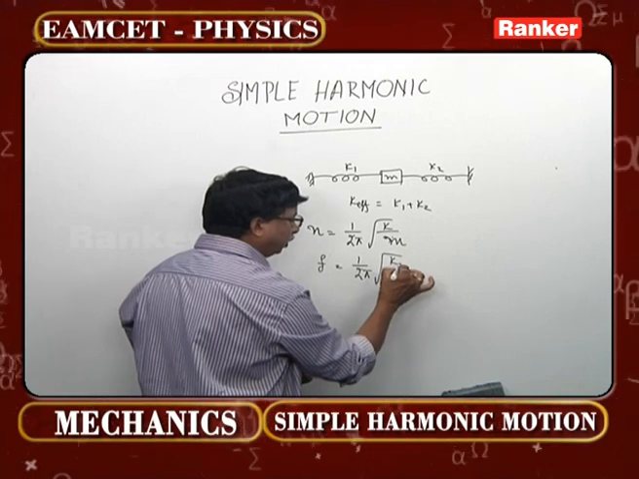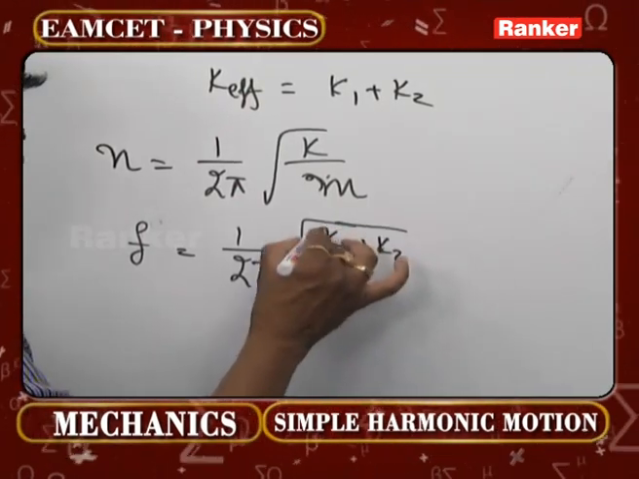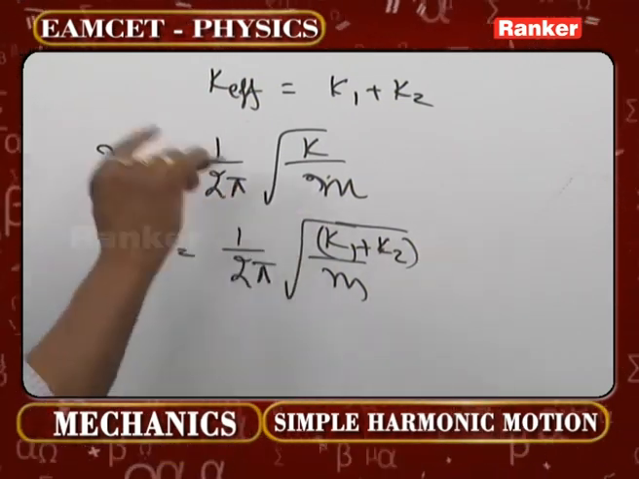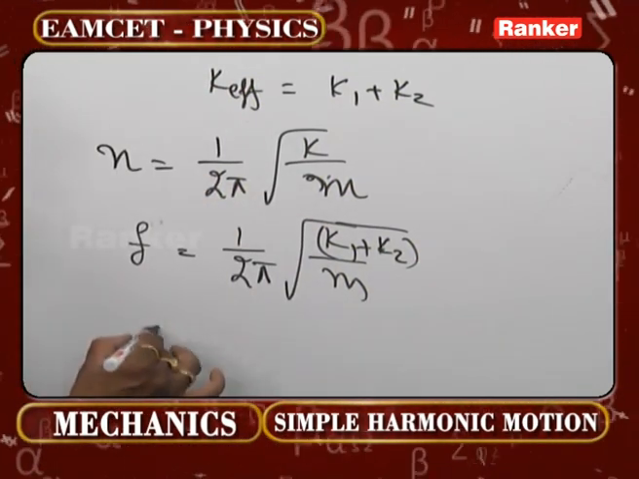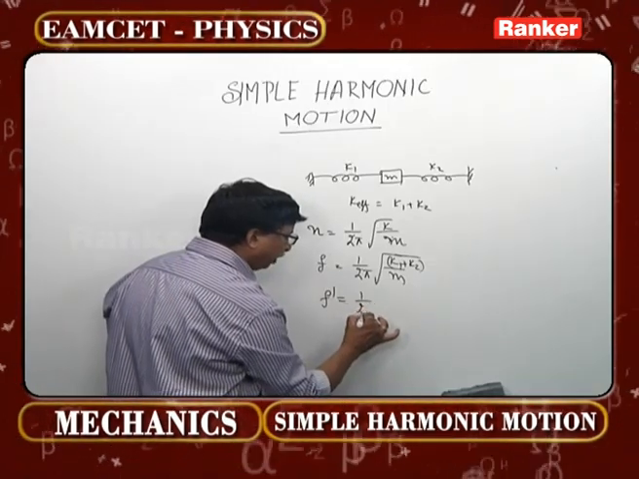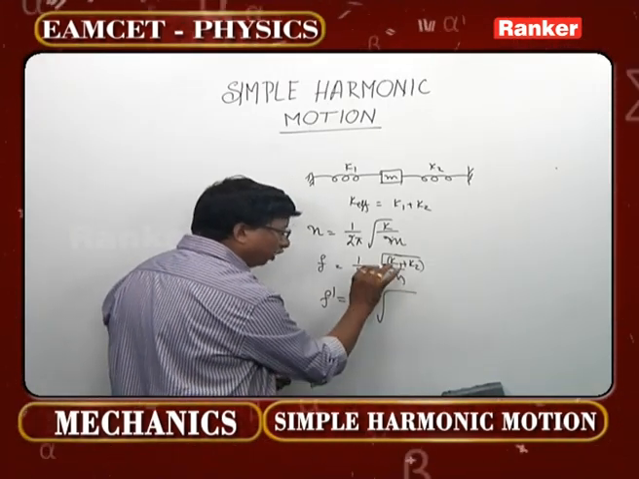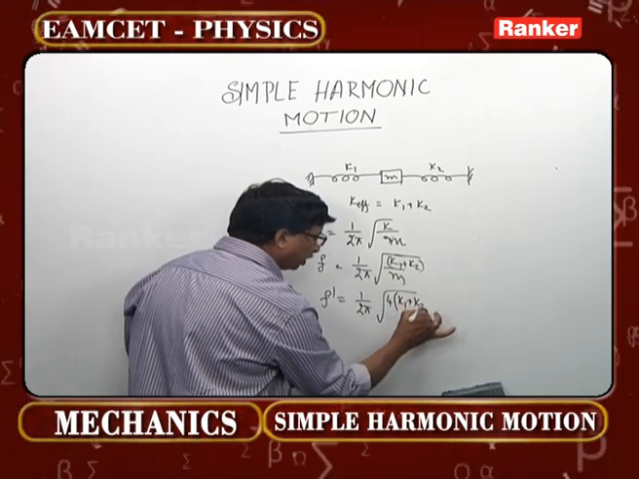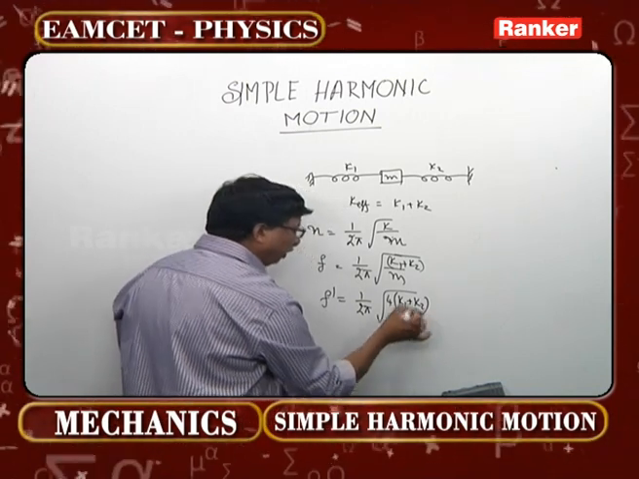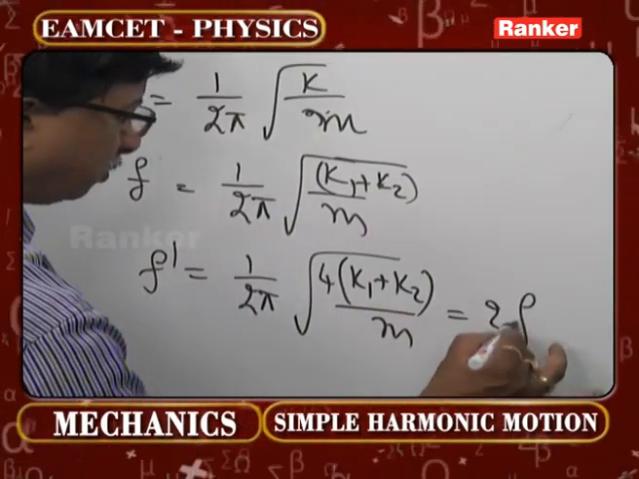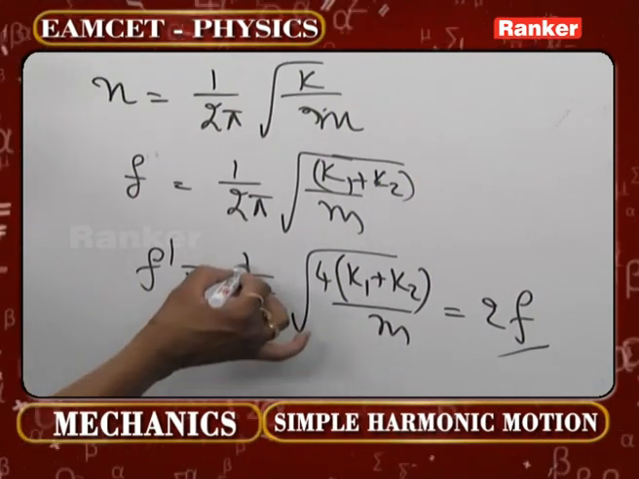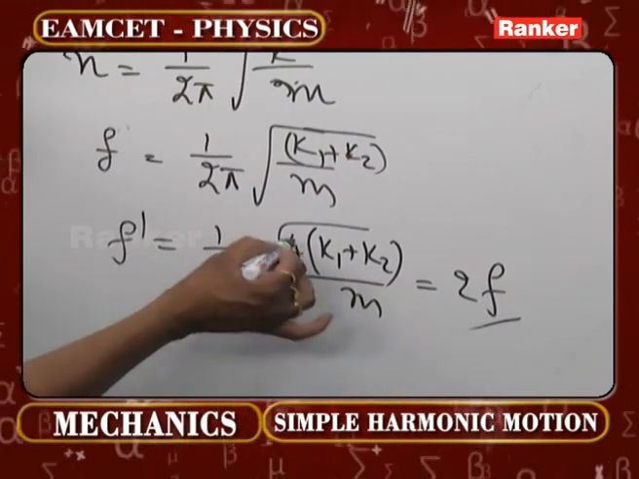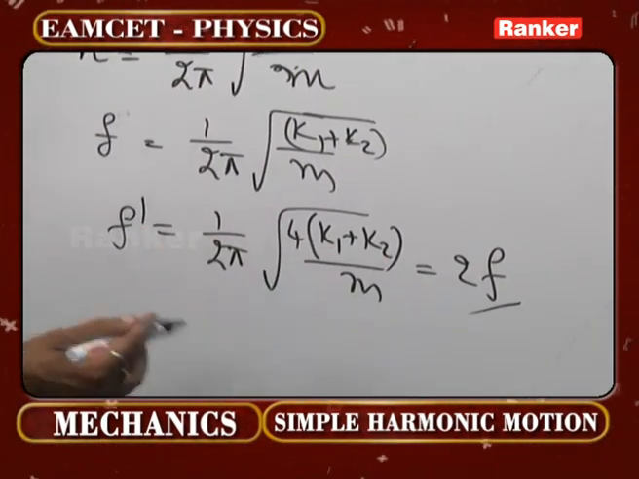What is this K now? It is simply K1 plus K2. That is what has been given. But now the question is K1 and K2 both are made 4 times. Then what will be F dash please? 1 by 2 pi root 4K1 plus 4K2. That can now be taken as 4 times K1 plus K2 by M. Is it not simply 2 times F please? That means if you take 1 by 2 pi root of K1 plus K2 by M, this root 4 comes out now. So what will be the corresponding option over there?